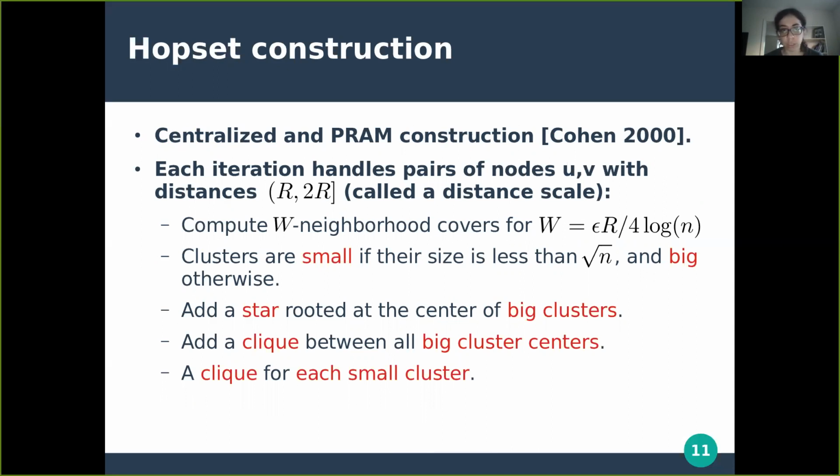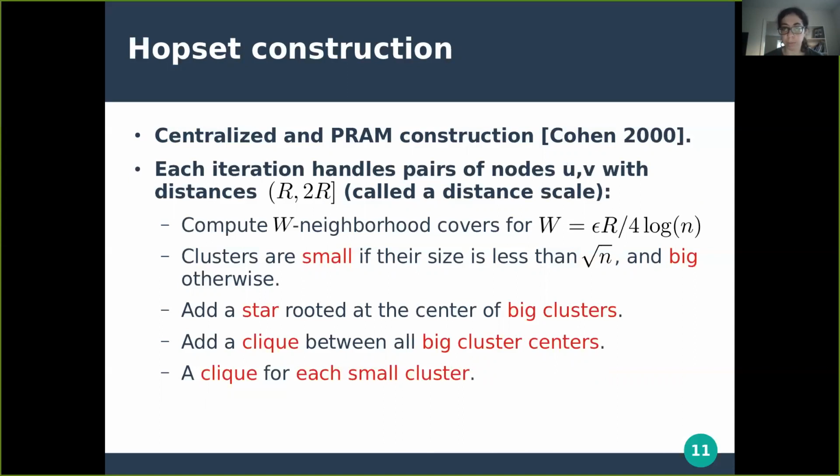This is how it works. So in each iteration of the algorithm, we consider a specific distance range. In particular, we will deal with all pairs of nodes that have distance within a range, let's say R to 2R, using this algorithm.